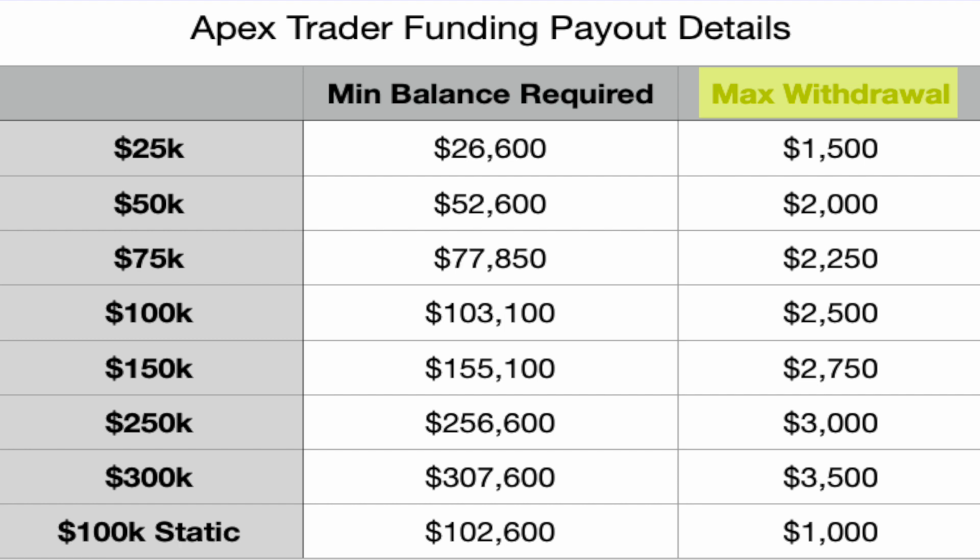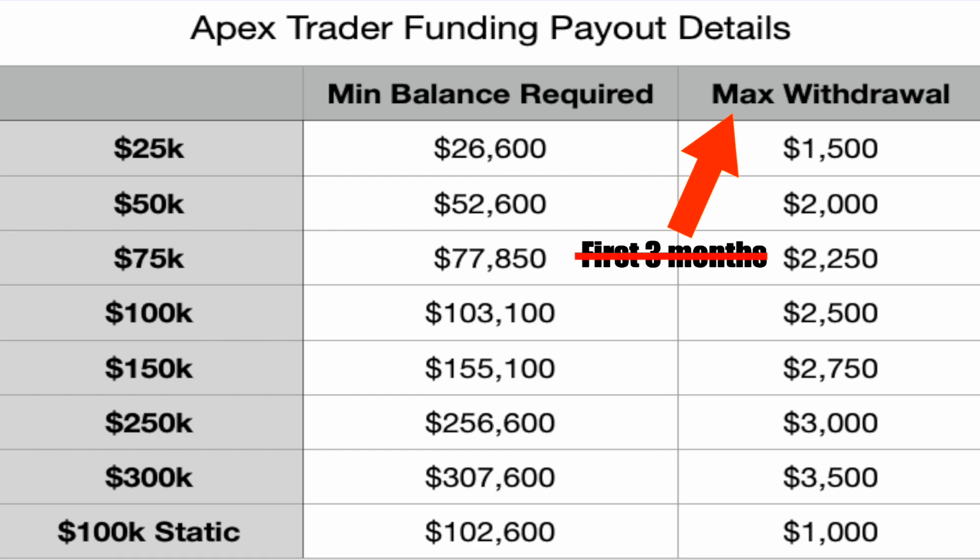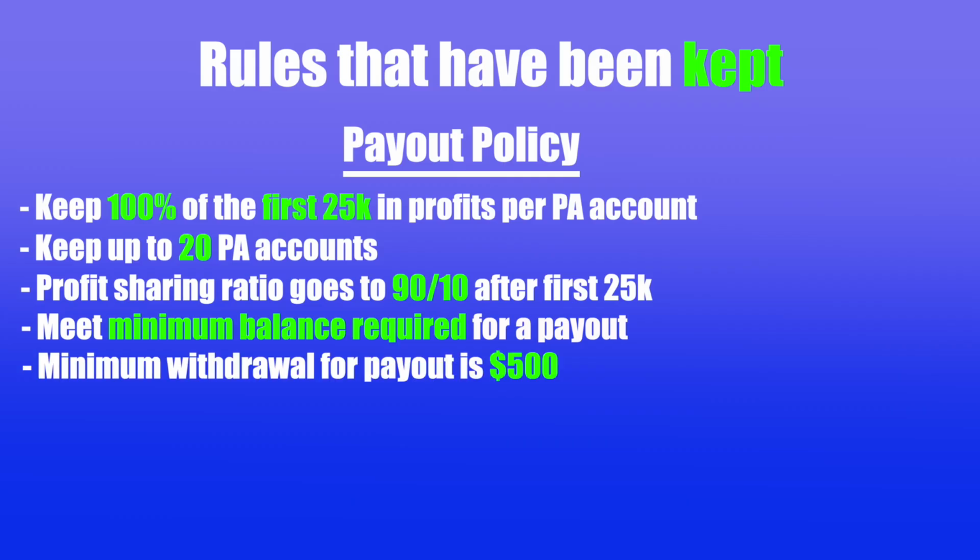There is also still a maximum you're allowed to withdraw for each account size, but the difference here is this rule is no longer enforced just for the first 3 months. Apex changed this to the first 5 payouts instead of 3 months, which is even better, but we'll touch on this later in the video. The minimum withdrawal amount is still $500, meaning you cannot withdraw less than that for each payout.